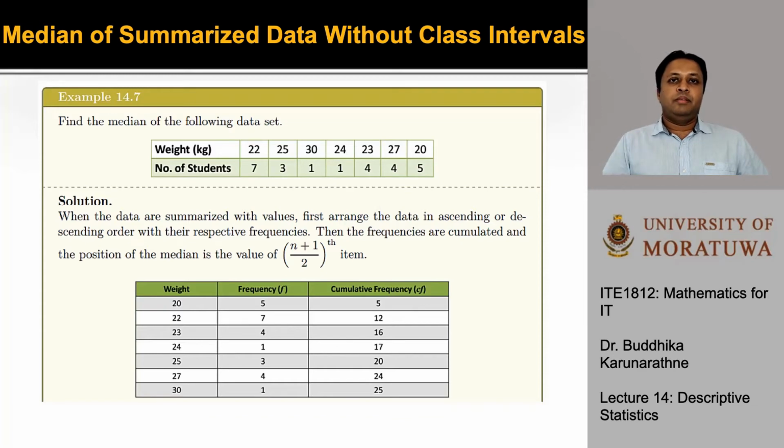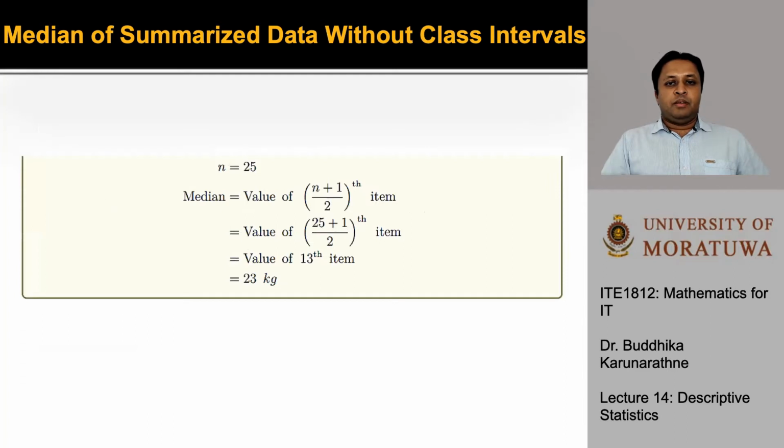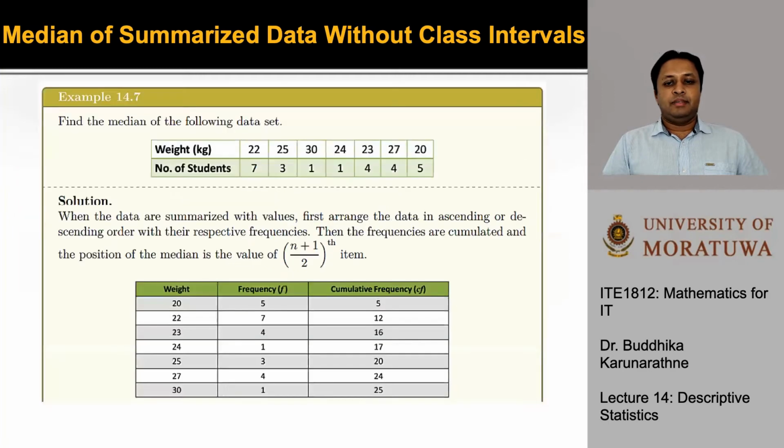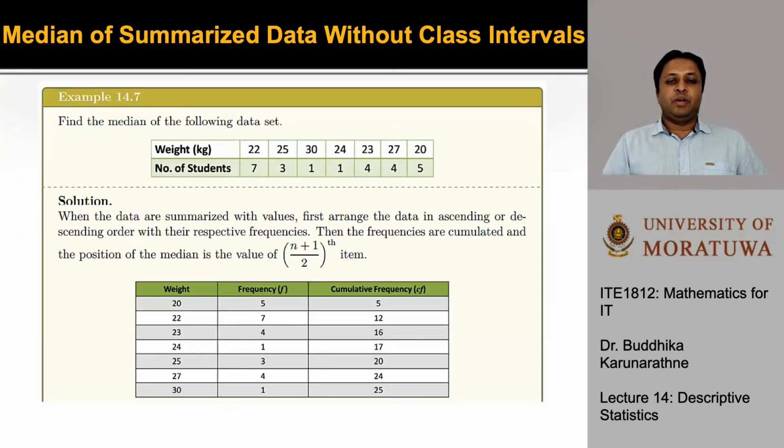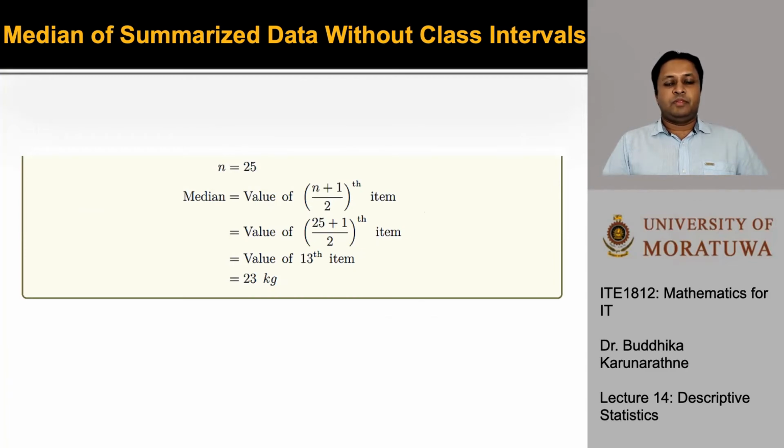In the table at the bottom, you have the corresponding frequencies in the second column, and then you take the cumulative frequencies. So 5 plus 7 is 12, 12 plus 4 is 16, 16 plus 1 is 17, and so on. So how do you get the median? In this case, you have to get the midpoint from the cumulative frequency. n is 25, so you put that into the equation once again: (25 plus 1) over 2, that is 13. So the 13th item is 23 kilograms when you arrange that in ascending order. So in this case, the median value is 23 kilograms.